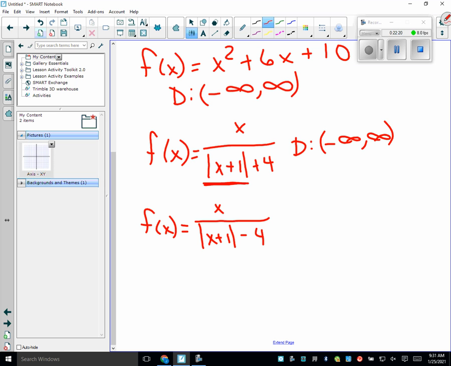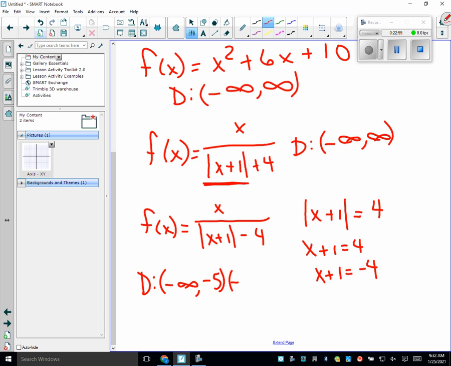Is it true that this has to equal 4? Oh wait. It has to be 3 and negative 5. So can this equal 4 or negative 4? Yes. That's big. 3 and negative 5? That makes more sense. How do I write it? Negative infinity to negative 5, and then negative 5 to 3, and then 3 to infinity.